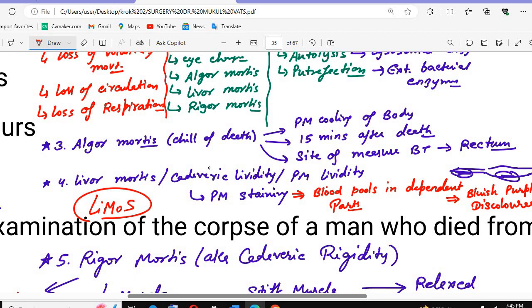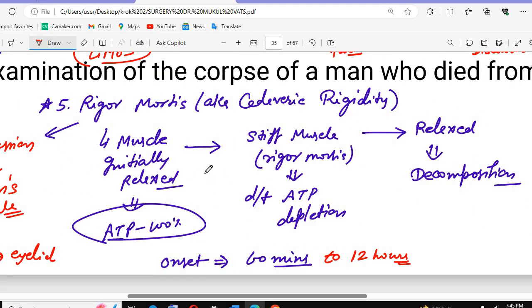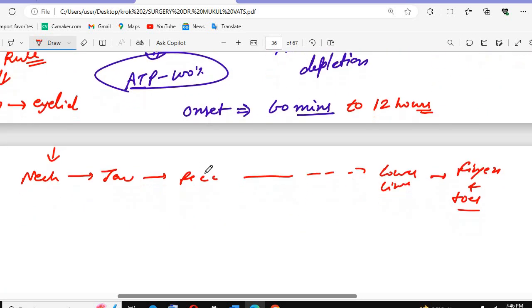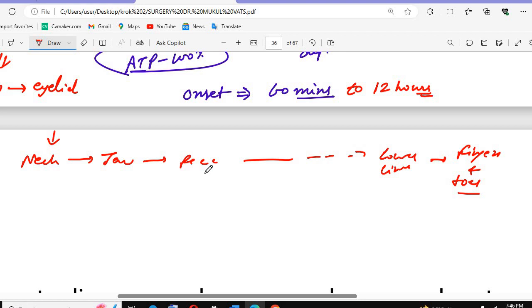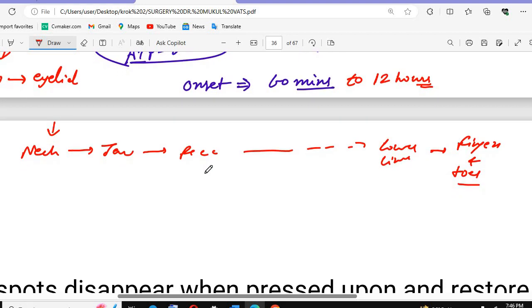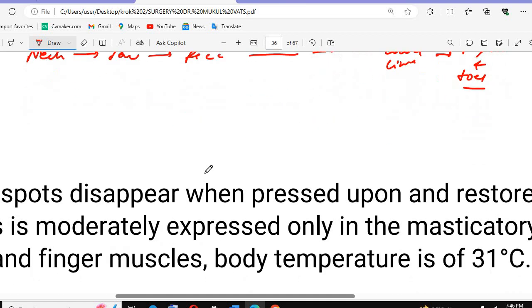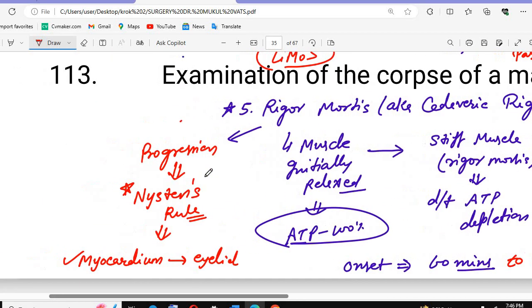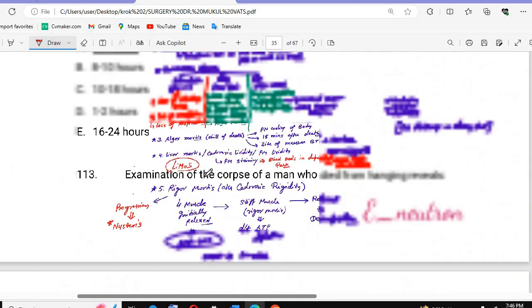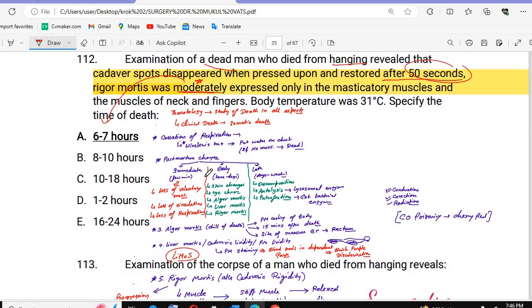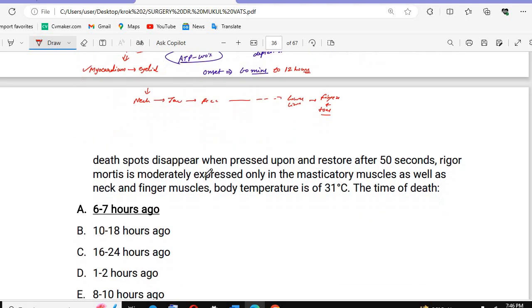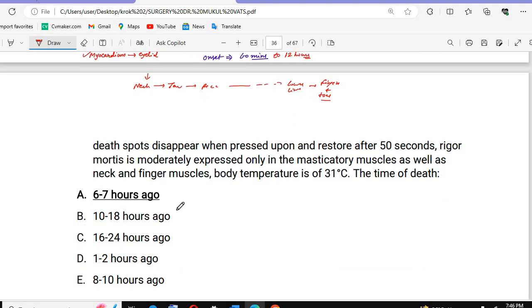So there will be the staining. Livor mortis means staining, and after that comes rigor mortis. What we will see is that the muscles initially relax, then stiffen. Okay, done. After the rigor mortis, we also see the cadaveric spasm. The next question, I think the same question, is the 6 to 7 hours ago.